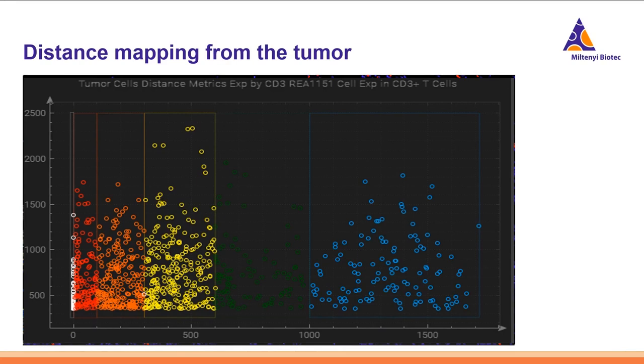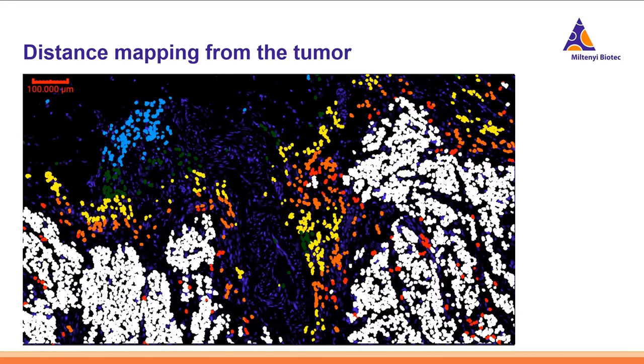And so I can set up, say, zones. The example I'm showing here is different zones in which, in a rainbow effect, red are those T cells that are closer to the tumor environment, going towards blue, those that are further away. I can see this also on the image itself, where white now identifies that tumor cytokeratin positive region, and again the red T cells are closer, all the way up to the blue being further away.